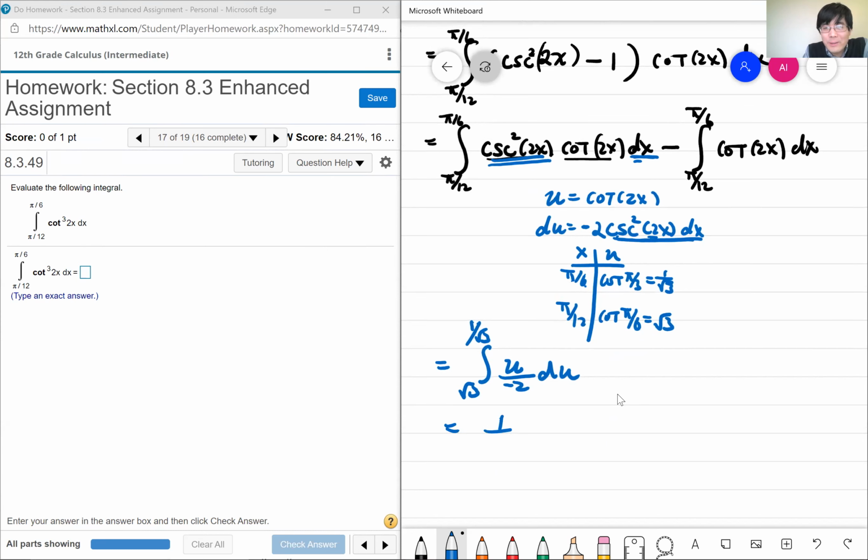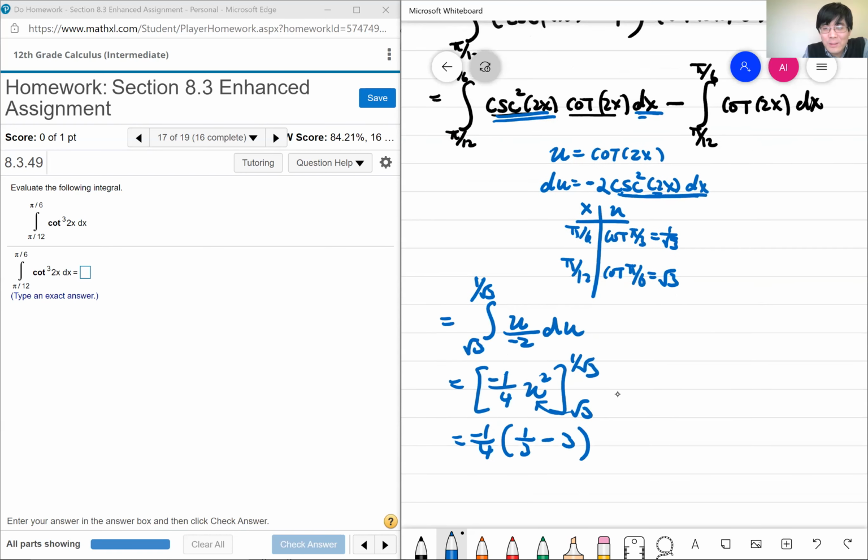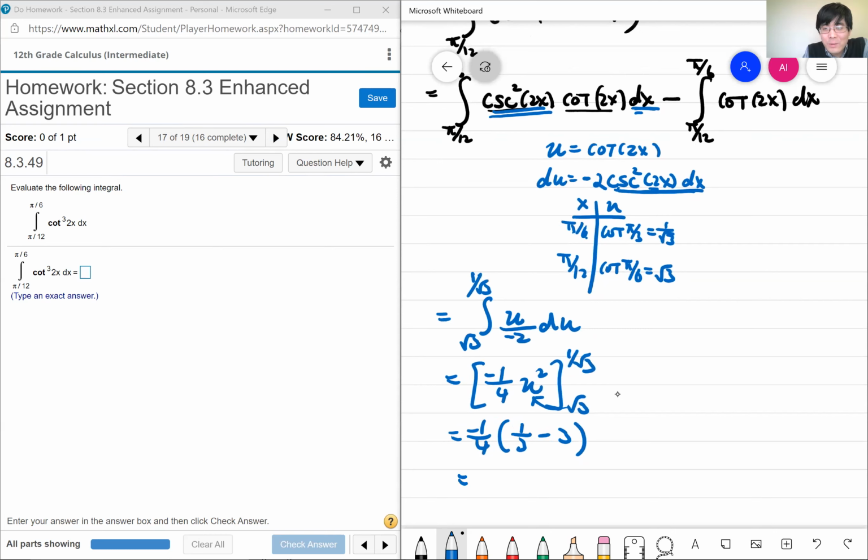After integrating it, it's going to be negative 1 over 4 u squared. And you're going to plug in this. Let's put 1/4 out. So it's going to be square here. It's going to be 1/3 minus u squared at square root of 3 squared. It's going to be 3. So that part is 2 over 3.